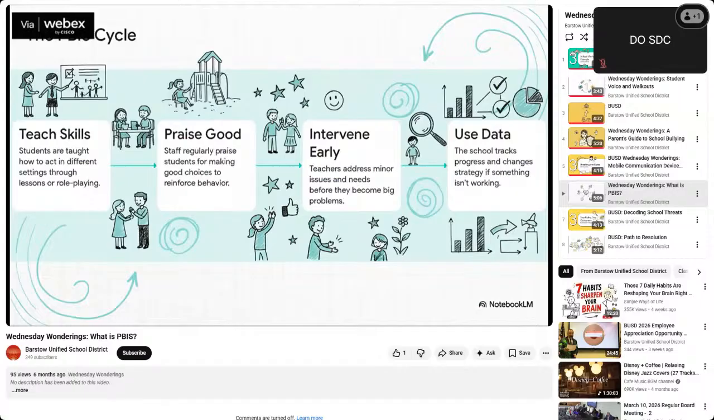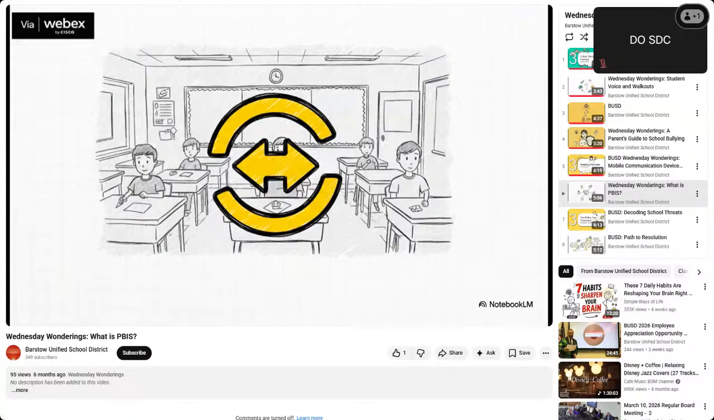Next, teachers are trained to spot the little signs of trouble and step in early before things blow up. And finally, the school is always looking at the data to see what's working and what's not, and they adjust their game plan based on those results. Okay, let's circle all the way back. Remember our student with the spitball? How would that scene have been different in a school that uses PBIS?